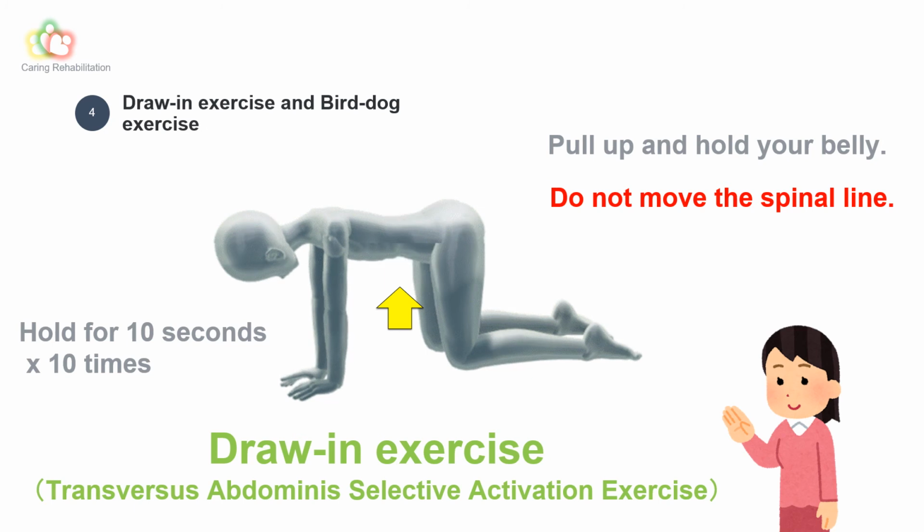The basic limb position for the draw-in exercise is on all fours. When you relax your belly area, gravity will cause your belly to drop. Pull up this drooping belly and hold for 10 seconds. The goal is to be able to do this 10 times. Do not flex your torso when you pull your belly up. This causes the global muscles to kick in. Once you get the hang of it, you can do it in a sitting or standing position.